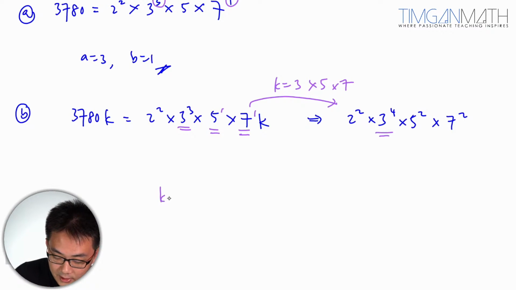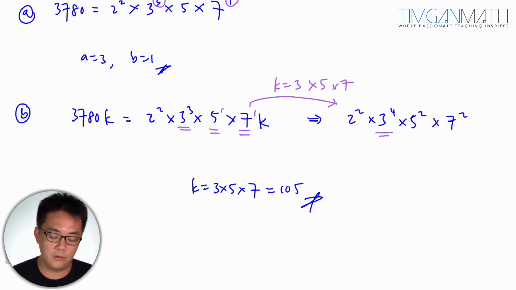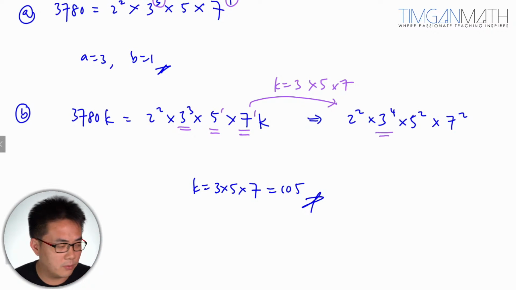So this k here, minimally k has to be 3 times 5 times 7, which is 105. So this is how we do this question here proficiently. Any question or comments, please do let us know. Keep practicing, and I'll see you in the next question next week.